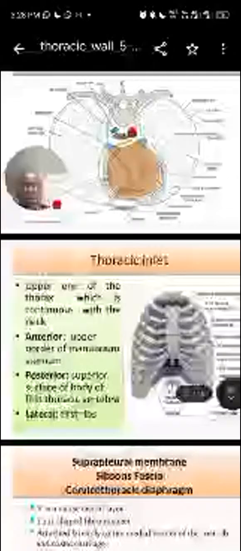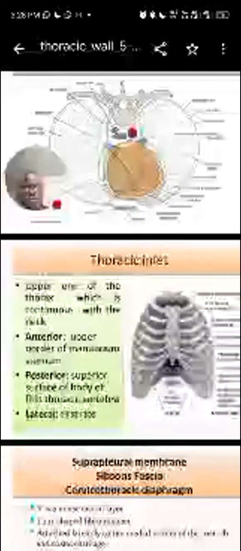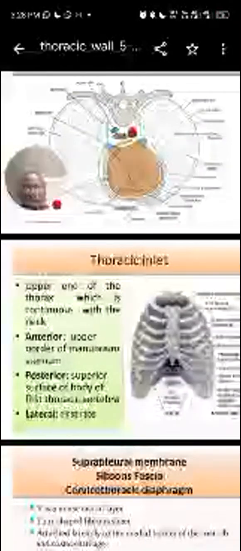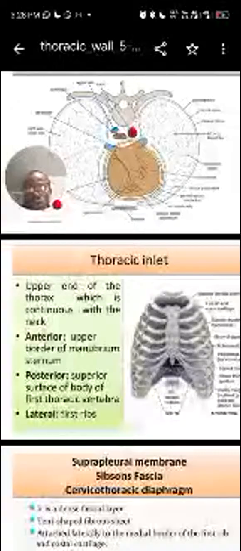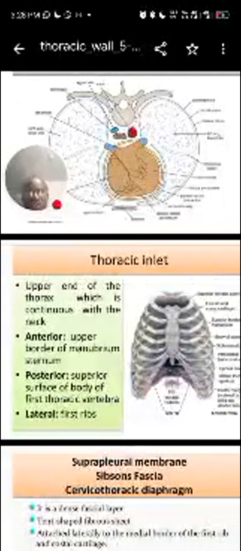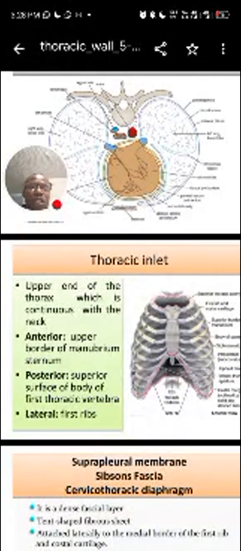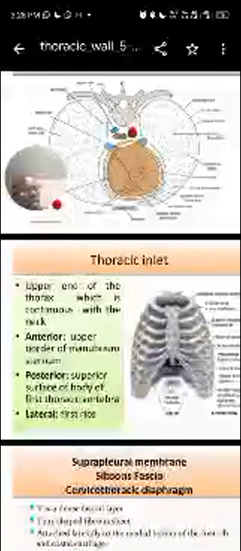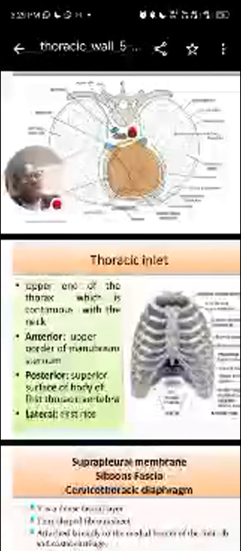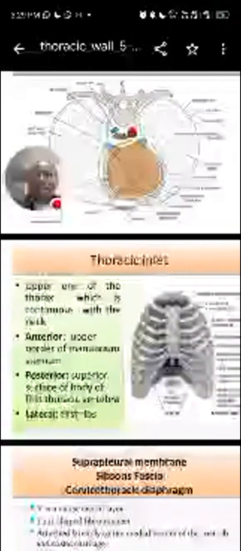Number one, we have the thoracic inlet. It involves the upper end of the thorax, the upper border of the manubrium sternum, the posterior superior surface of the body of the first thoracic vertebra, and then the lateral first rib. So you can say relation of the thoracic inlet, that's the relation of the inlet of thorax.